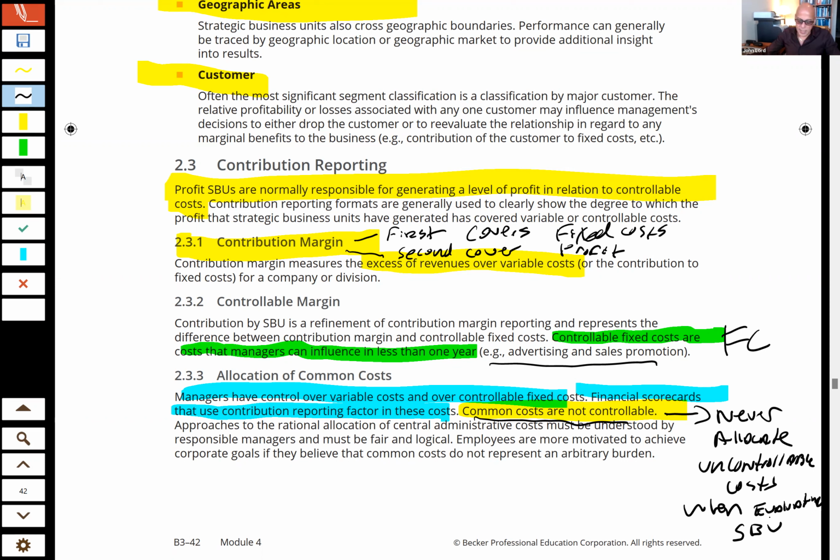Now, I say that, and notice I say when evaluating, because you could see some sort of arbitrary accounting allocation to those costs, which might be used for some sort of requirements for segment reporting or something like that. We're talking internal analysis here of the various operating strategic business units.